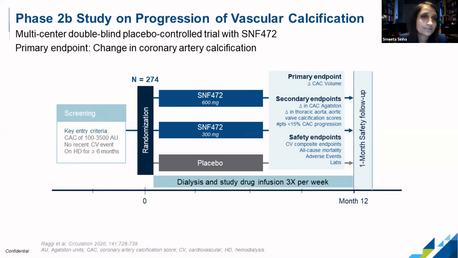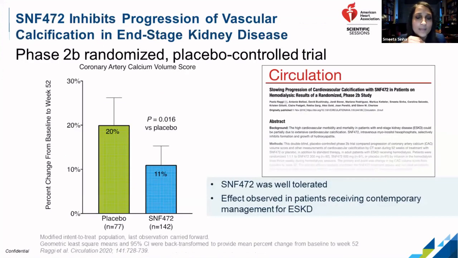And they were randomized to 300 or 600 milligrams of the study drug or placebo. And the primary endpoint was change in coronary artery calcification volume, with other calcification endpoints in there, as well as safety endpoints. And again, I won't spend too long on it in the interest of time, but the study was published in Circulation last year. Oh gosh, probably even, yeah, there you go, 2020, which is almost gone out of my memory.